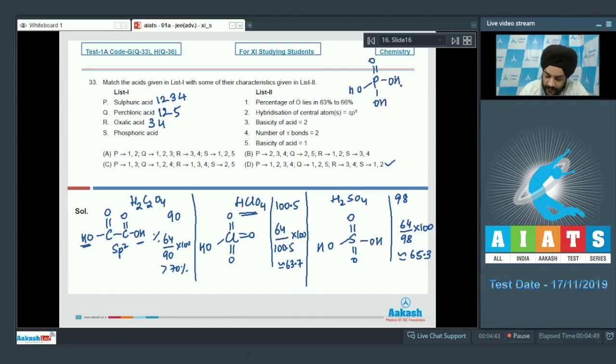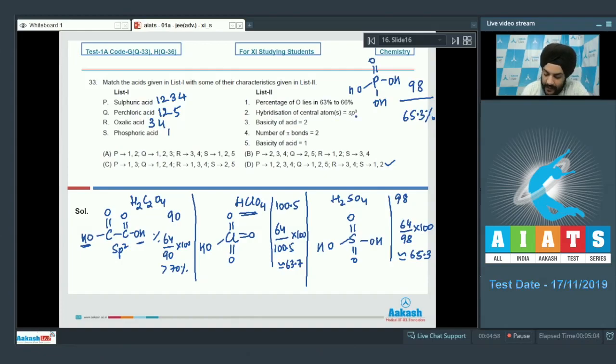So this is the structure of H3PO4, students. The molar mass is 98, and so the percentage of oxygen will be exactly the same as in the case of sulfuric acid. So oxygen content is 65.3%. So S will be matched with the first option.